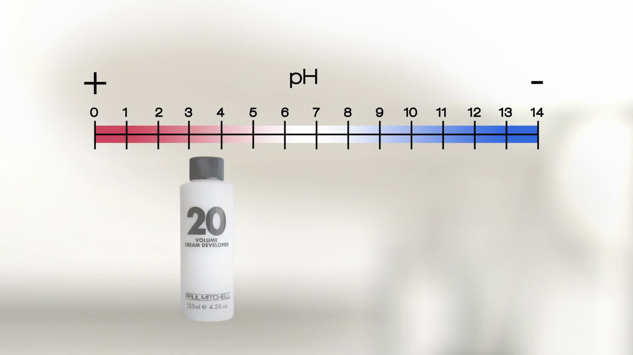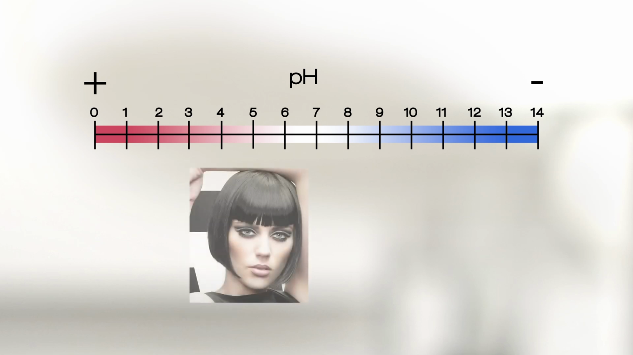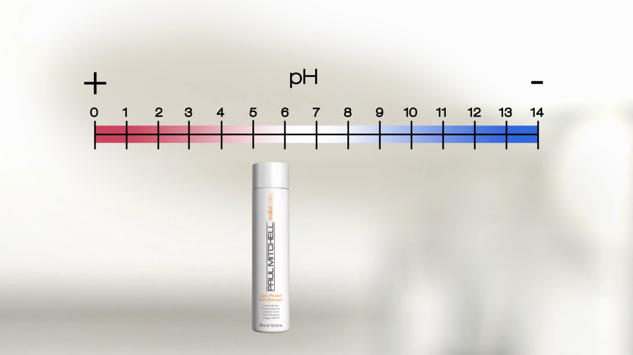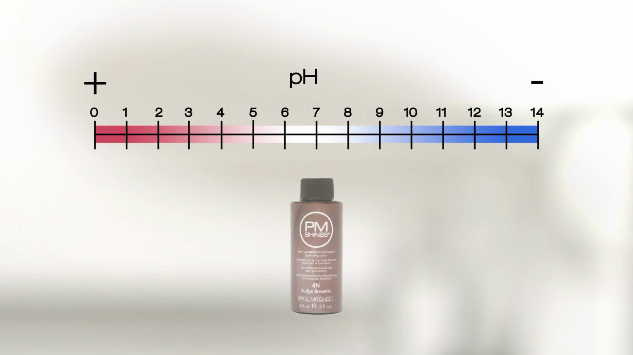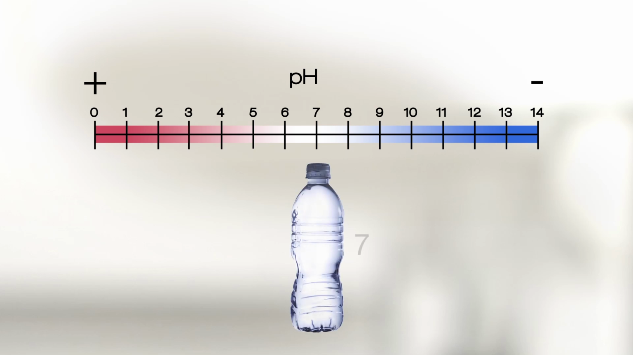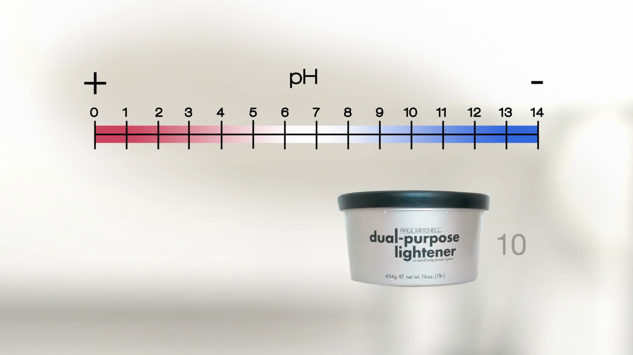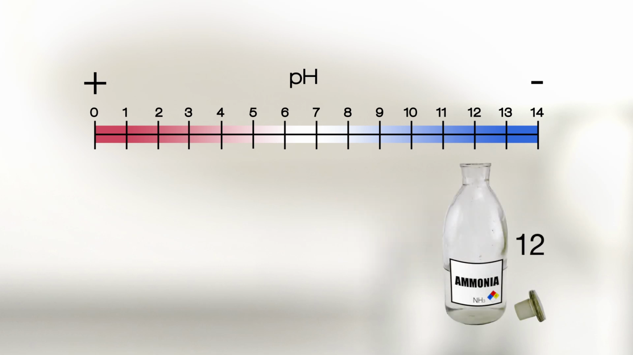Acidic: hydrogen peroxide, 3.5 to 4. Healthy hair, 4.5 to 5.5. Color Protect Daily Shampoo, 5.5. Neutral: PM Shines, 7. Pure water, 7. Alkaline: permanent hair color, 9.2 to 10.5. Lightener, 10. Ammonia, 12.